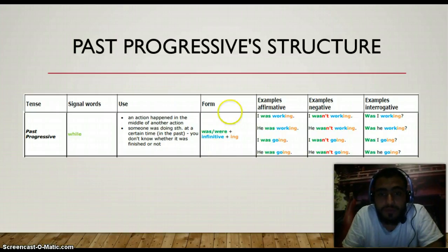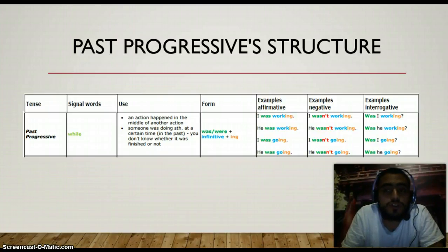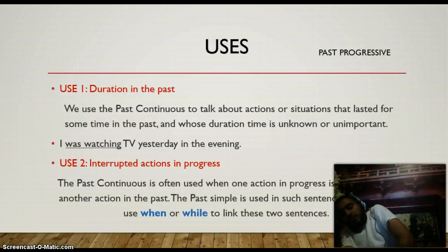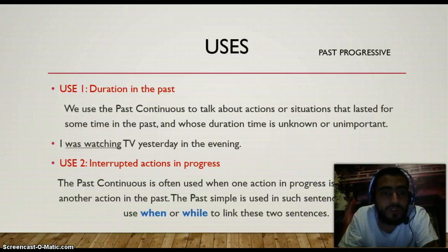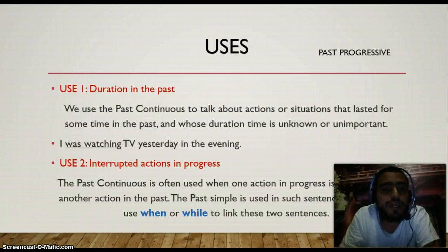So we have some examples like I was working, I wasn't working in negative, and in interrogative, was I working? In past progressive, one of the uses of this tense is duration in the past. That is, we use the past continuous to talk about actions or situations that last for some time in the past and whose duration is unknown or unimportant.